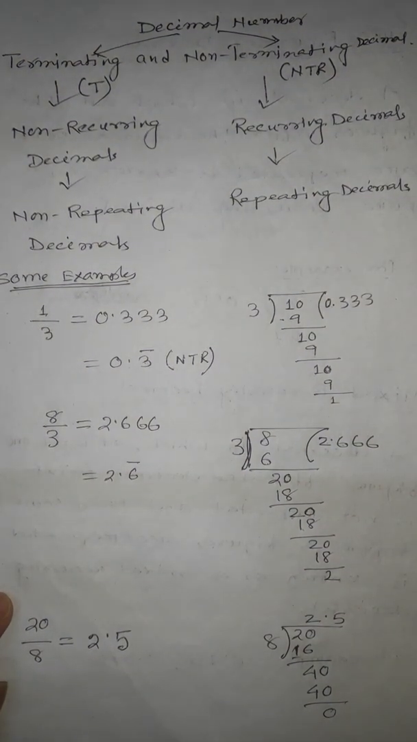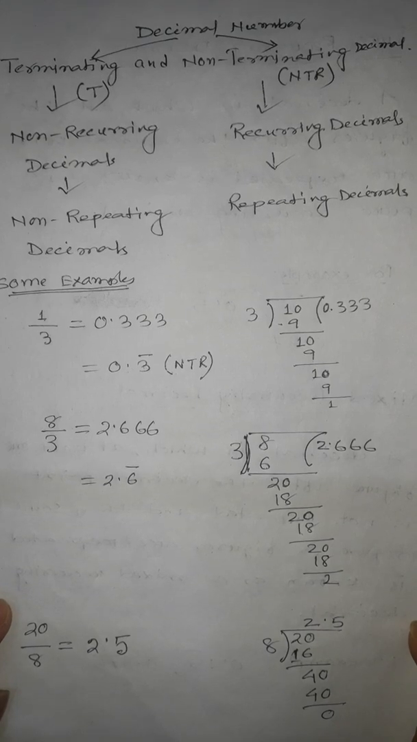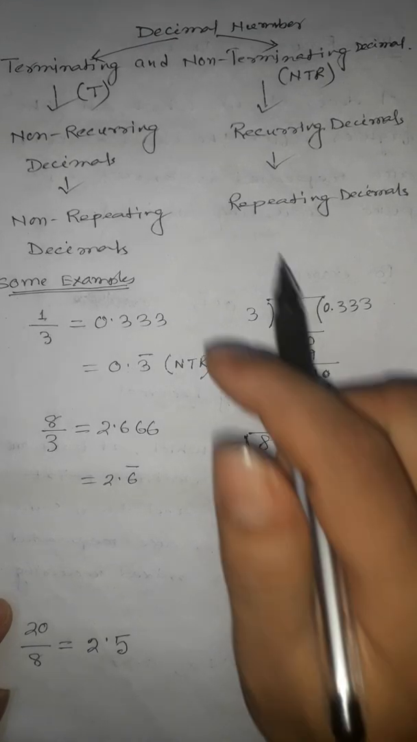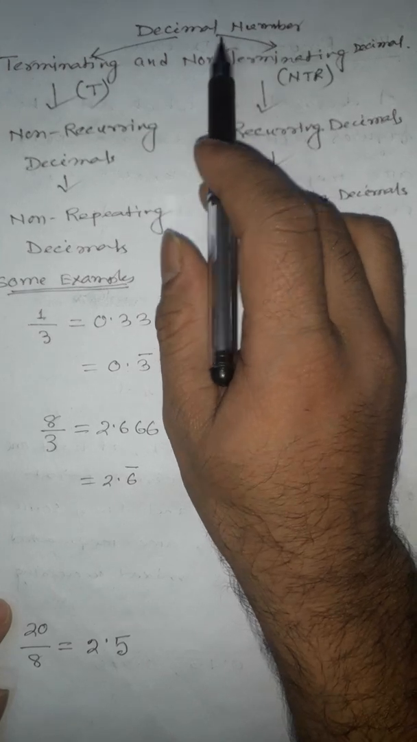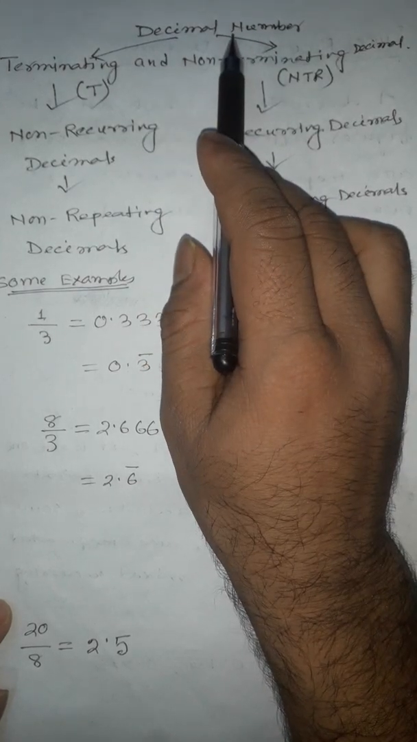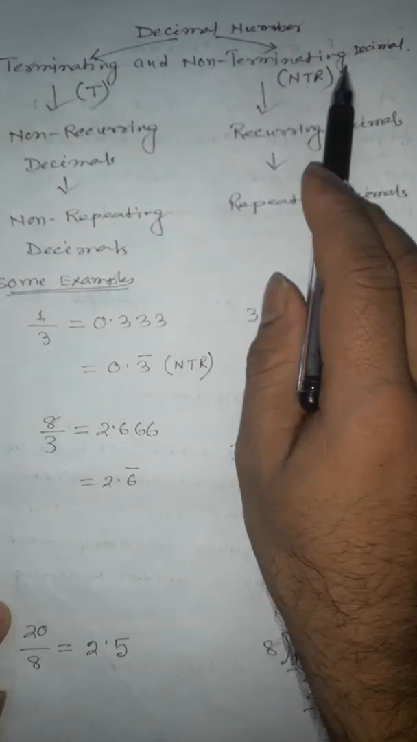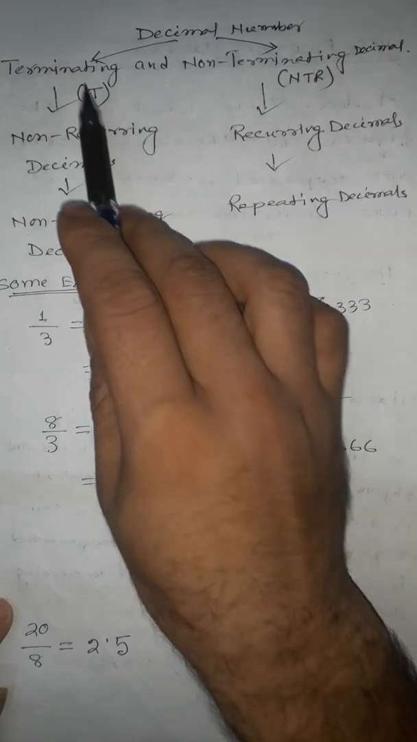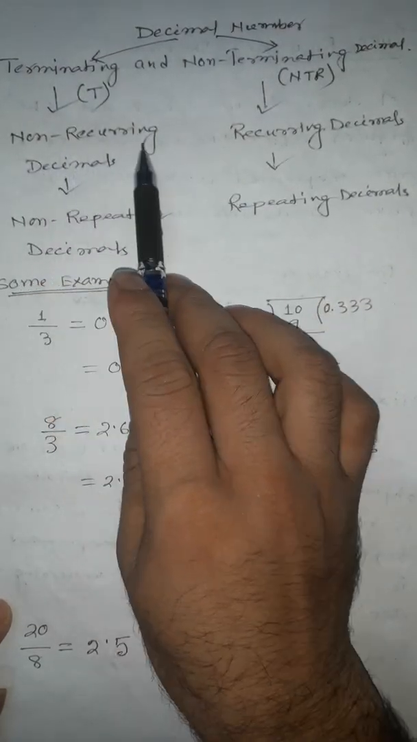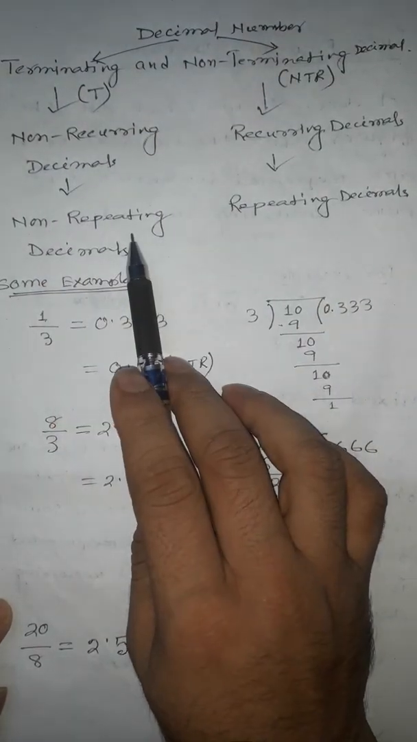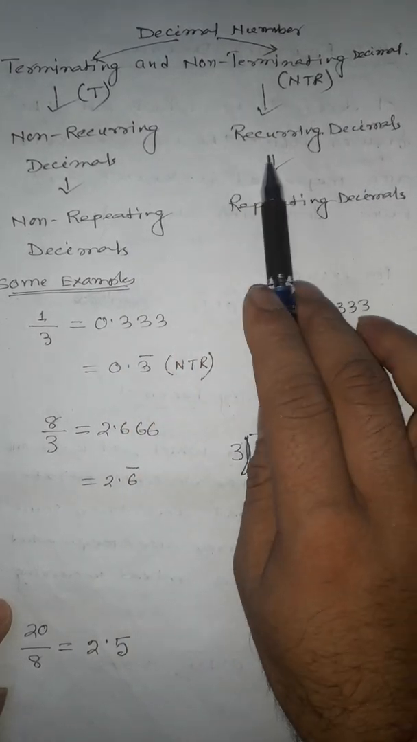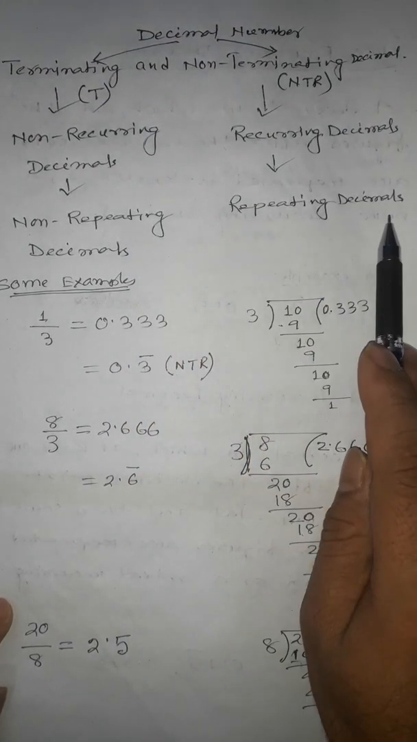Hello students, today we are going to do a new chapter, chapter number 4, that is decimal representation of rational numbers. A rational number can be written in decimal form also, and a decimal number will be either a terminating decimal or a non-terminating decimal number. Terminating decimal numbers are called non-recurring or non-repeating decimals, and the non-terminating decimals are called recurring or repeating decimals.